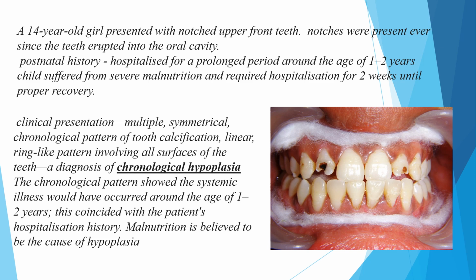On clinical presentation, we could see multiple symmetrical chronological patterns of tooth calcification and a linear ring-like pattern involving all the surfaces of the teeth. The diagnosis is chronological hypoplasia. That is, the chronological pattern showed that the systemic illness would have occurred around the age of 1 to 2 years, and this coincides with the patient's hospitalization history. Malnutrition is believed to be the cause of hypoplasia.